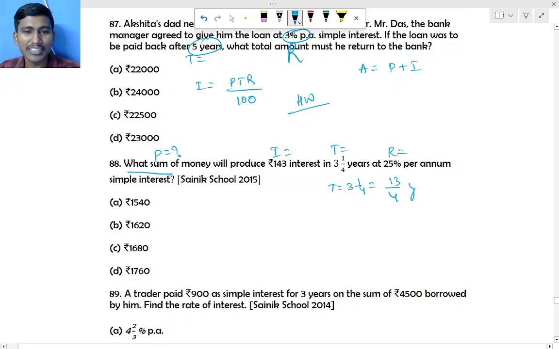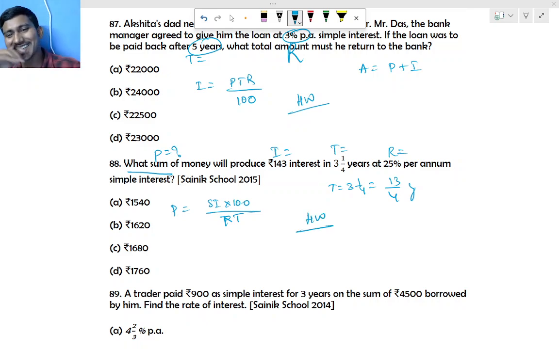Will you be able to find the principal? Principal is simple interest into 100 divided by R times T. Rate of interest is given, time is given, everything is given. Homework. Will you be able to do it or not? Yes, very good.